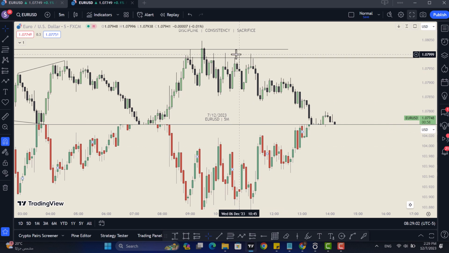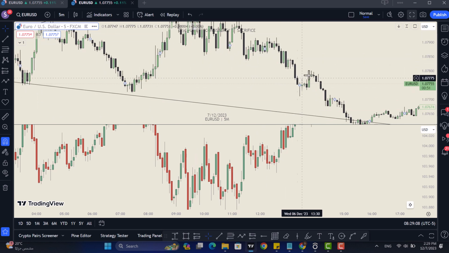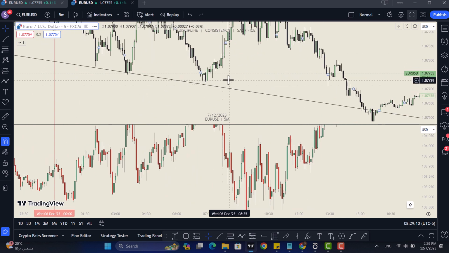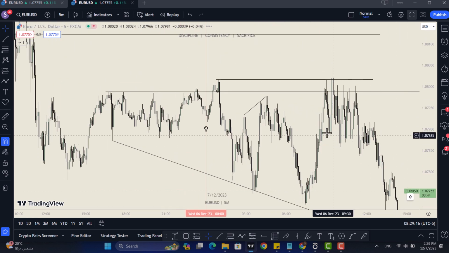So we have an SMT divergence, and after that, what you can see, we have a market structure shift and price starts trading lower, attacking the opposing liquidity. So using these three elements, you can successfully navigate this profile.